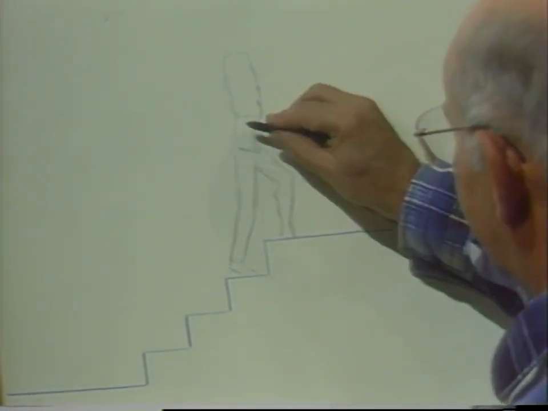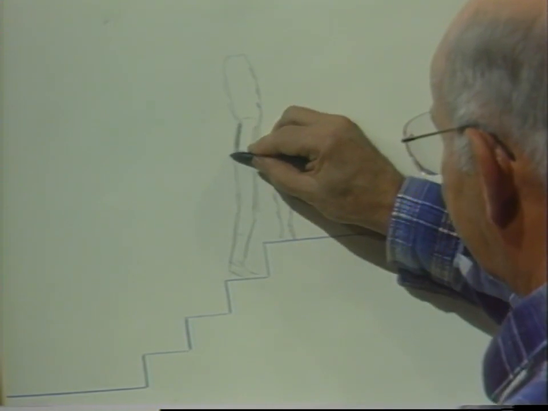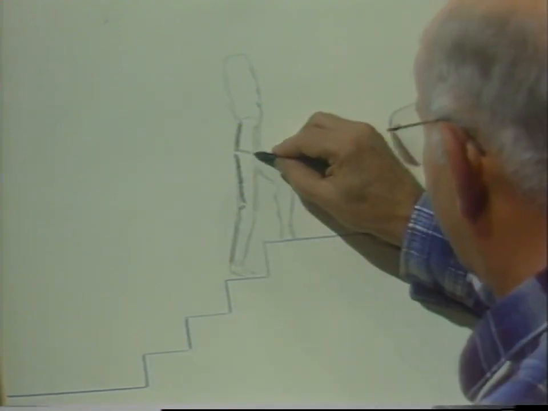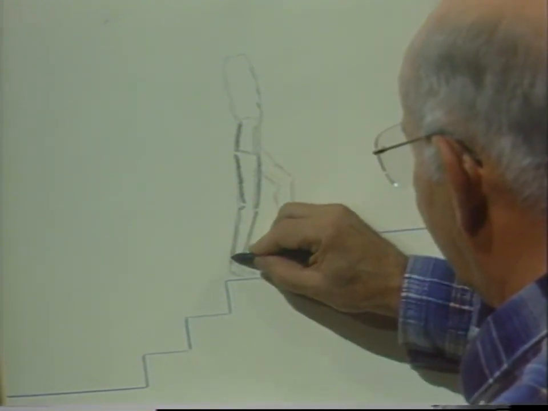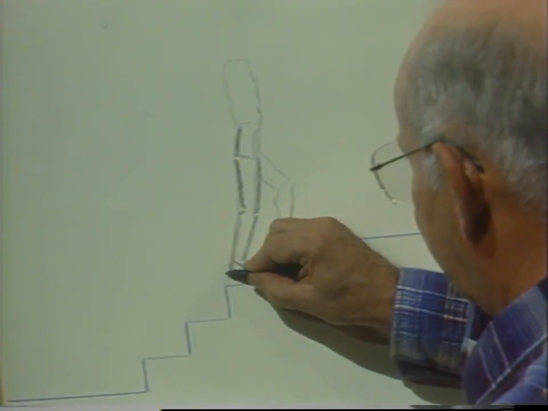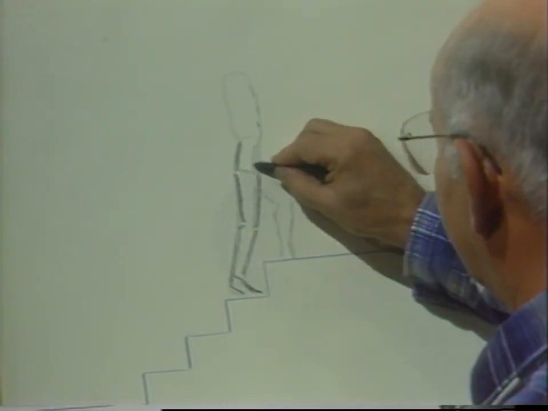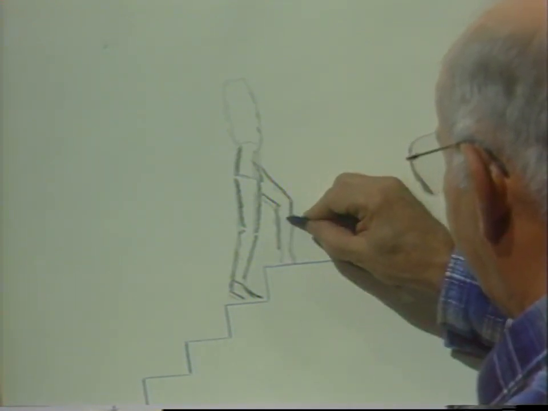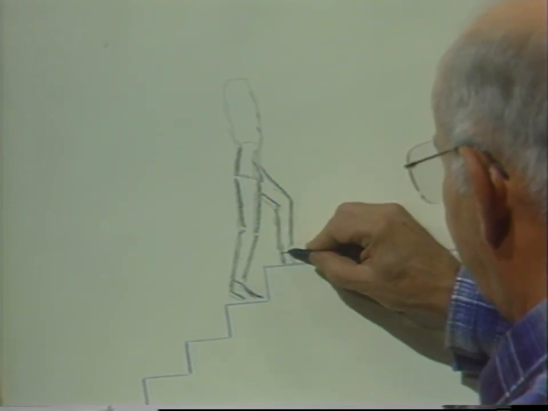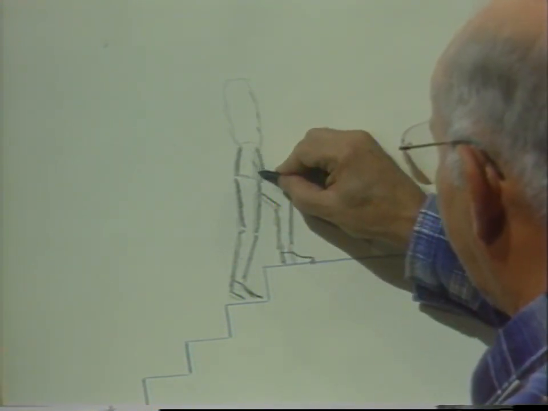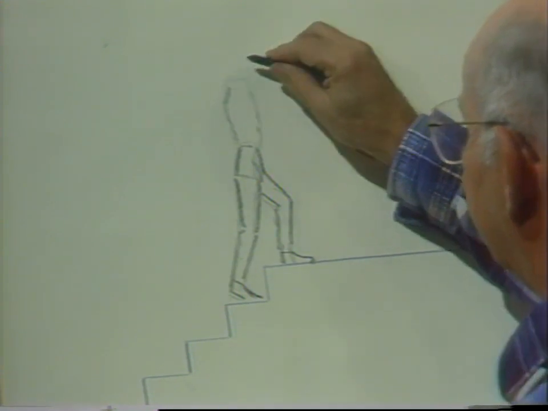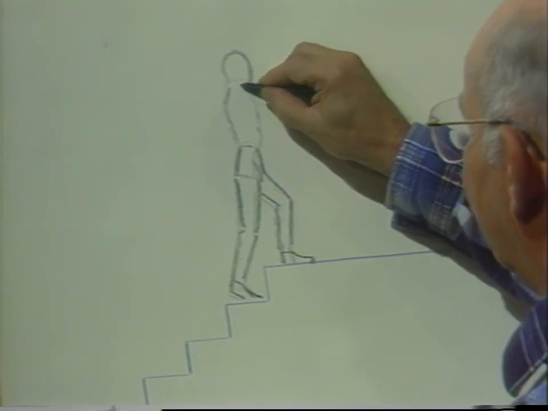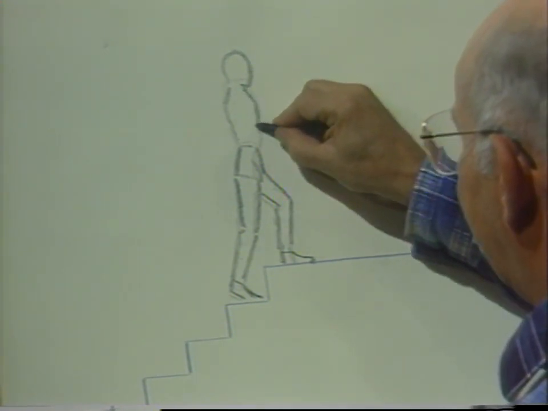Now let me darken those, and we can see. Upper leg, lower leg. The heel is off the stair. Faraway leg. Hip block. And then I can add the head last, only in this case. Usually I have the head drawn before that.